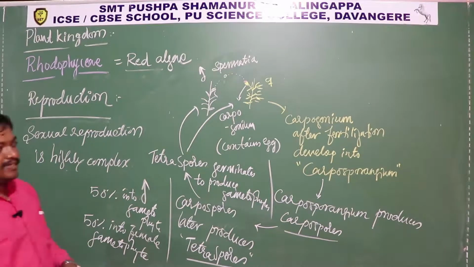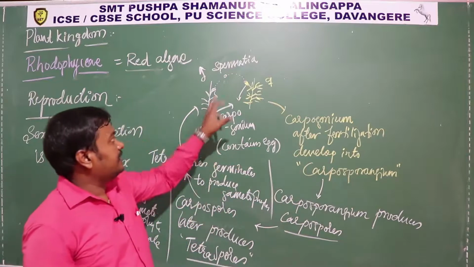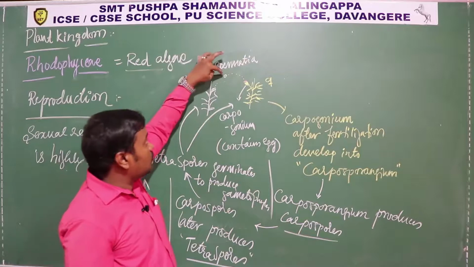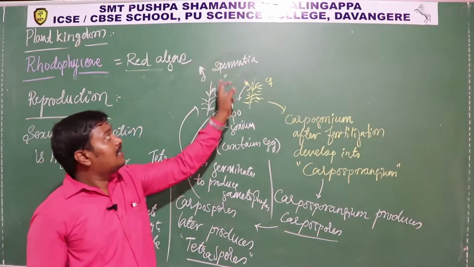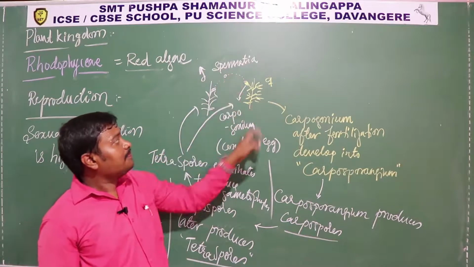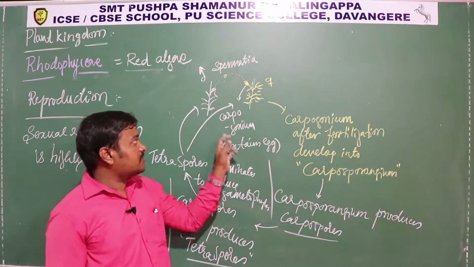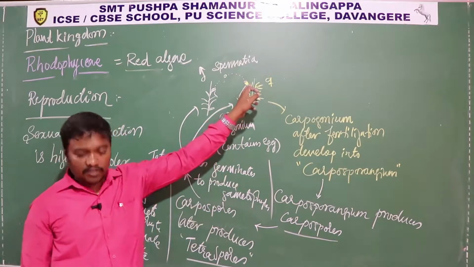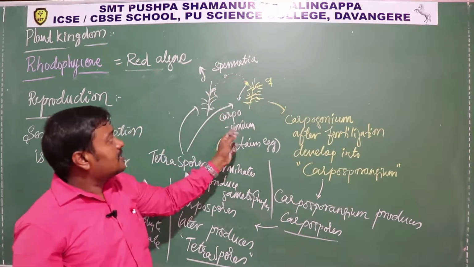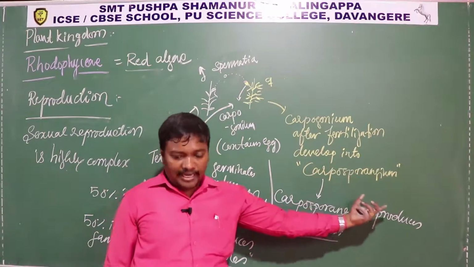I'm not going to explain in detail, but it is not needed. So simply let me explain it again. Spermatia is the male gamete which has no flagella, that is non-motile and very small. It is produced from a male gametophyte. That male gametophyte produces spermatia, which fuses with the egg. That egg is produced in a complex structure called carpogonium. Inside the carpogonium there is an egg, and after fusion, this carpogonium develops after fertilization into carposporangium.